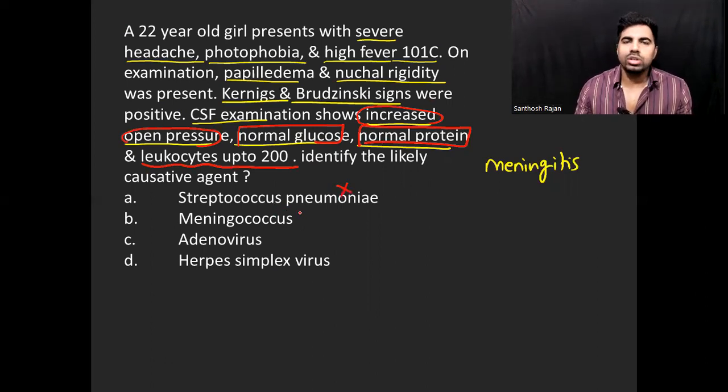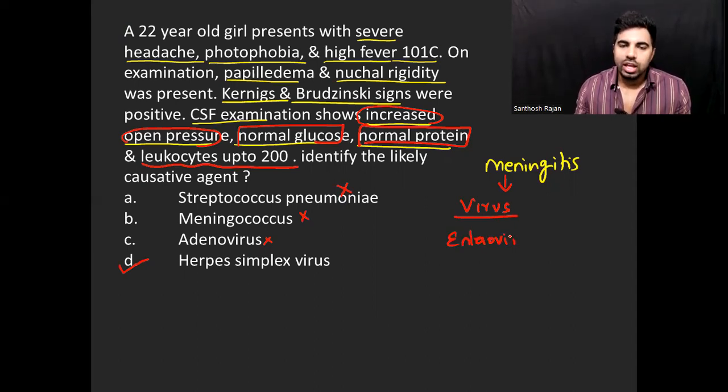Now check for the virus here. Streptococcus pneumoniae out, meningococcus out, they all cause meningitis but they are bacterial, so it's not viral. So it's either adenovirus or herpes simplex virus. Which one are you going to choose? Between adeno and herpes simplex, the most common would be herpes simplex virus. Not the adenovirus. But actually, when you talk about meningitis and viruses, the most common cause of meningitis is your enterovirus. The enterovirus group is the most common, followed by herpes simplex viruses.